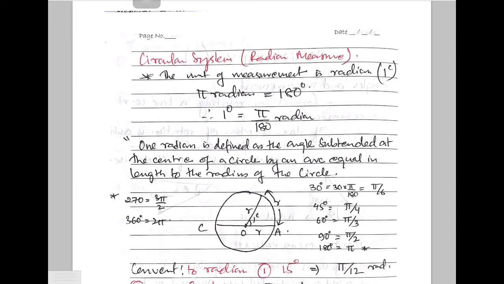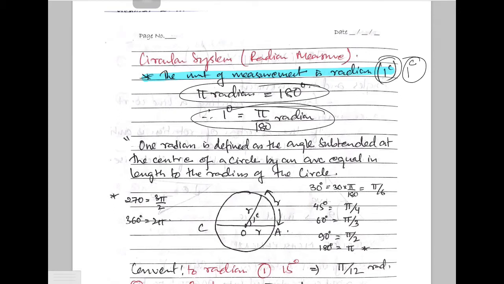Now we come to the third system, which is called the circular system or the radian measure, and this is the most important system here in class 11. The unit of measurement in this system is a radian, and it's denoted by c to the power c. If you check it out here, it's written 1 to the power of c. To the power c means radian. The relation is pi radian equals 180 degree. So 1 degree equals pi by 180 radian.